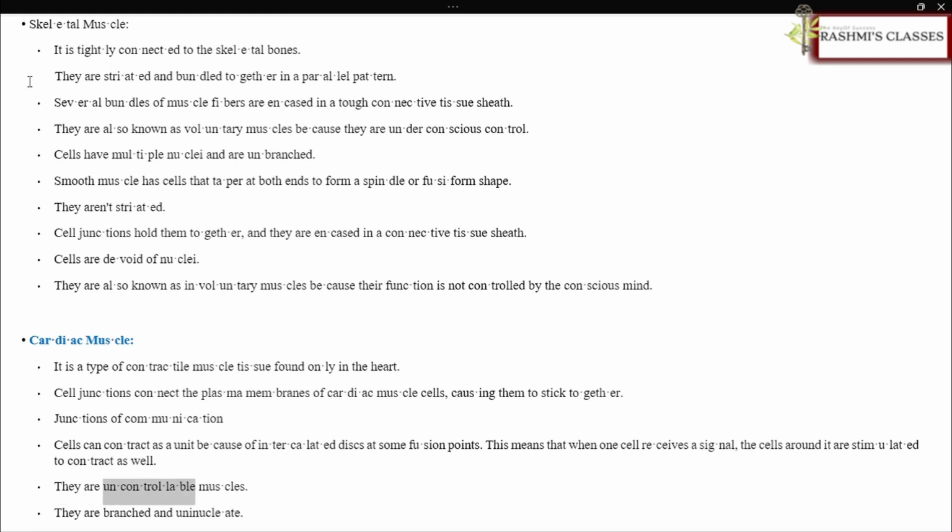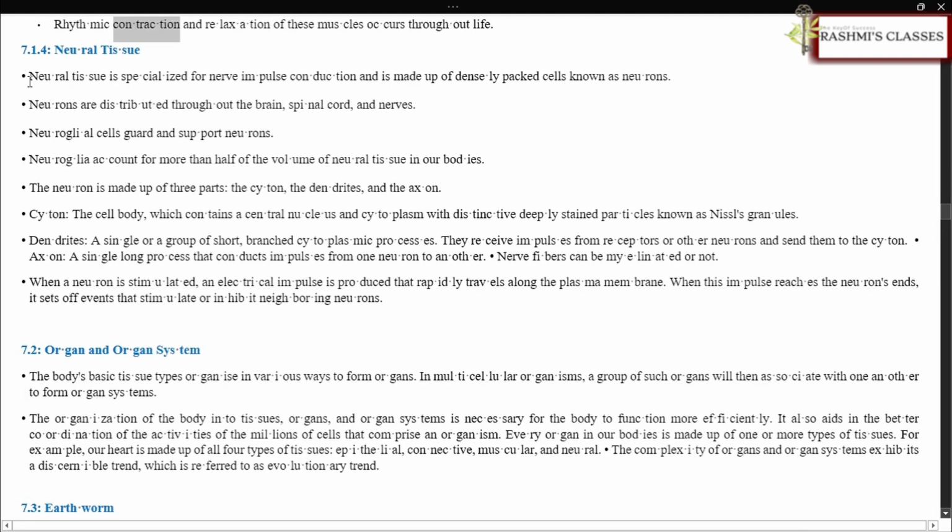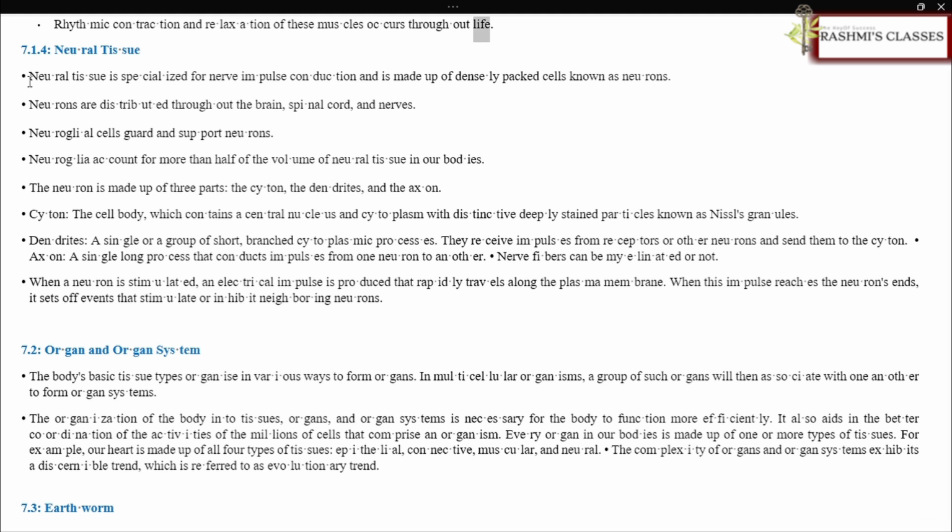They are involuntary muscles. They are branched and uninucleate. Rhythmic contraction and relaxation of these muscles occurs throughout life. 7.1.4 Neural tissue. Neural tissue is specialized for nerve impulse conduction and is made up of densely packed cells known as neurons. Neurons are distributed throughout the brain, spinal cord, and nerves.